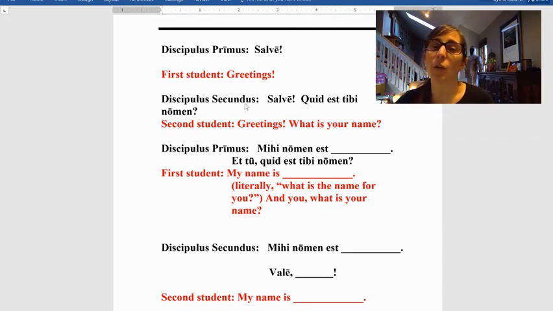Discipulos secundus. Okay, we know that discipulos means student, and I bet that you can guess now what secundus means. You're right. It means second. So discipulos secundus means second student. And the second student would say, Salve, quid est tibi nomen? And we've already learned that, right? We know salve means greetings. And quid est tibi nomen means, what is your name?